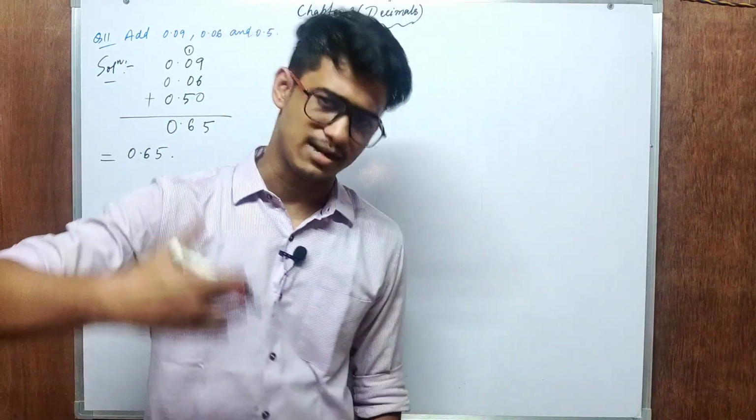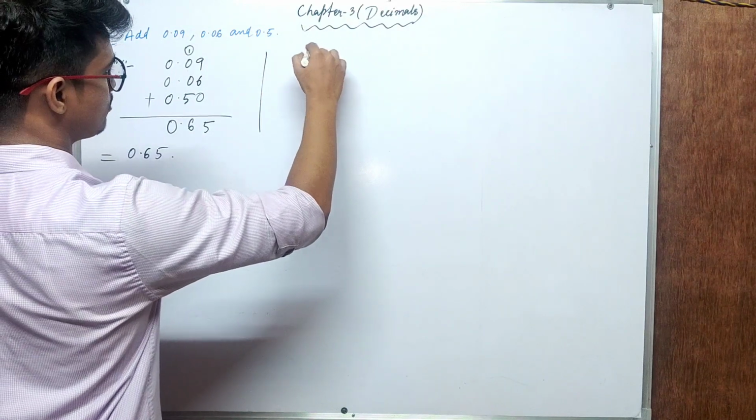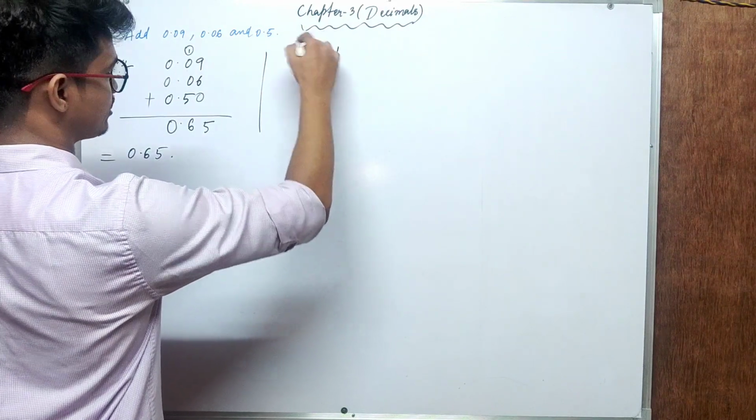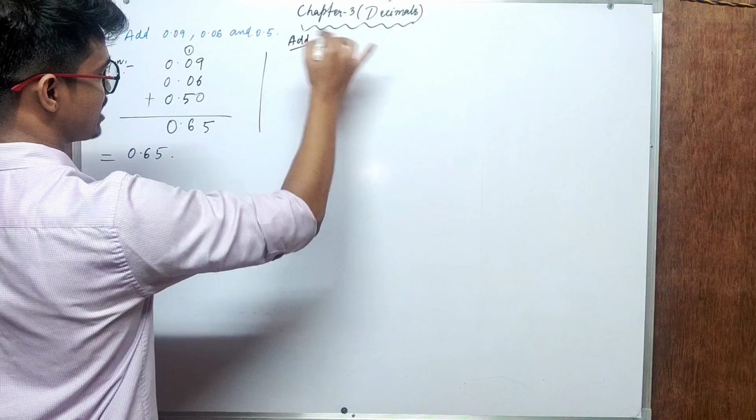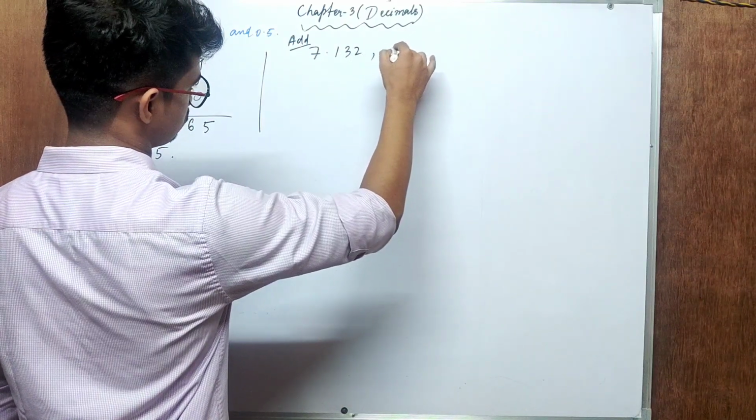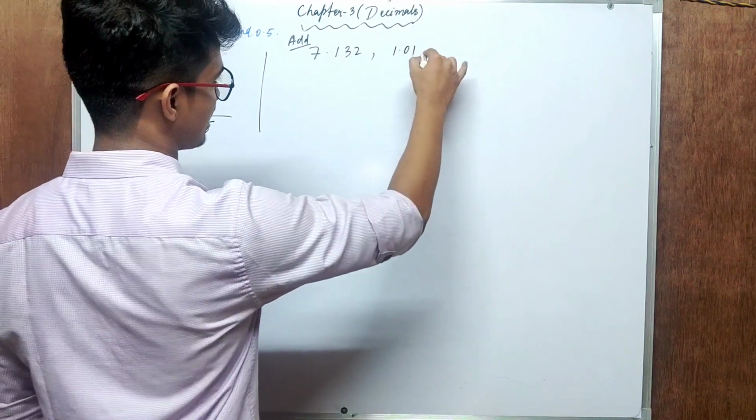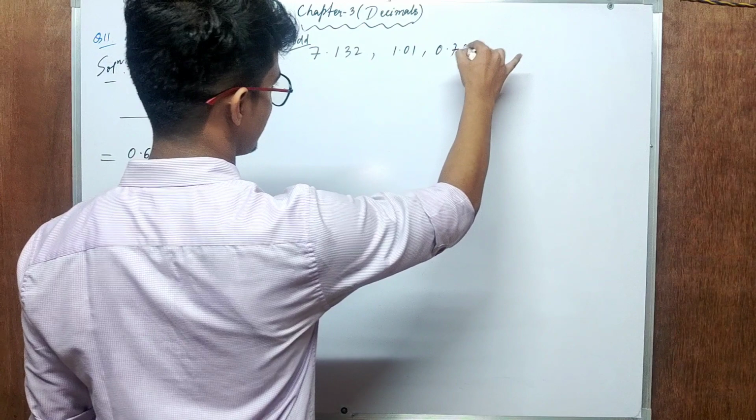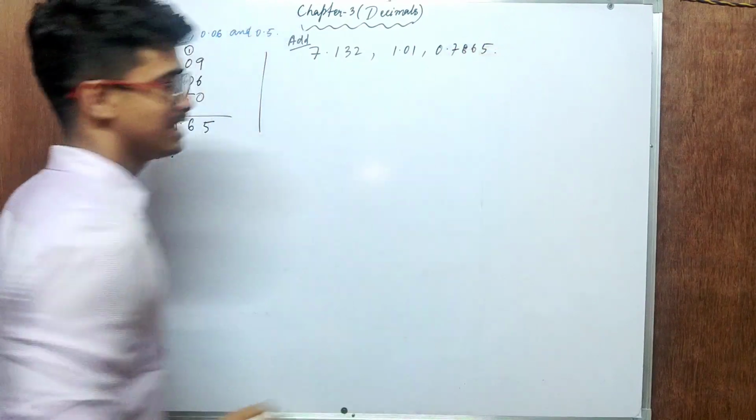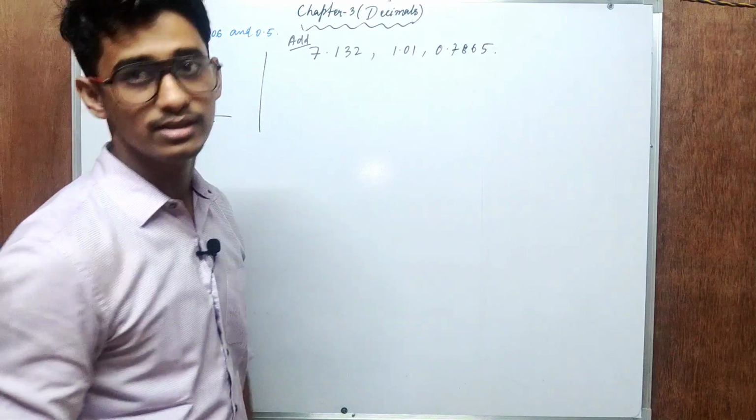One more example, let me just create one more example for you. Let's say one number is 7.132, add 1.01 and then 0.7865. That is the number, right? There are 3 numbers and I have to add all these numbers.